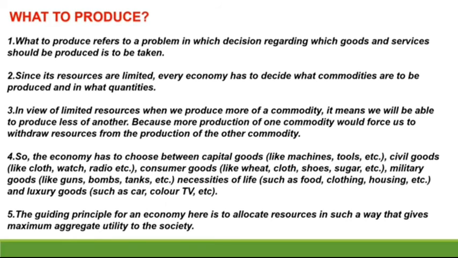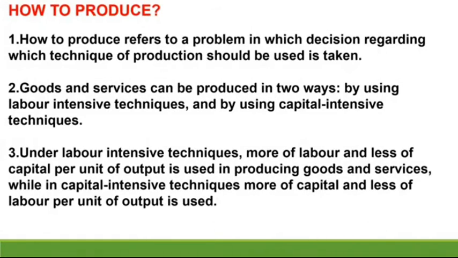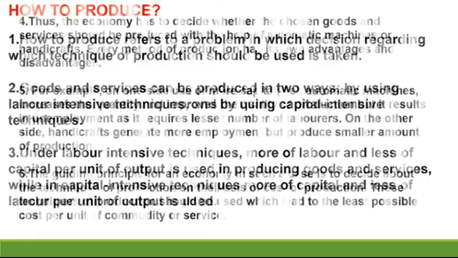Now the next problem is related to how to produce. How to produce refers to a problem in which a decision regarding which technique of production should be taken. Goods or services can be produced in two ways: by using labor intensive techniques and by using capital intensive techniques. Under labor intensive techniques, more labor and less capital per unit of output is used in producing goods and services, while in capital intensive techniques, more capital and less labor per unit of output is required.